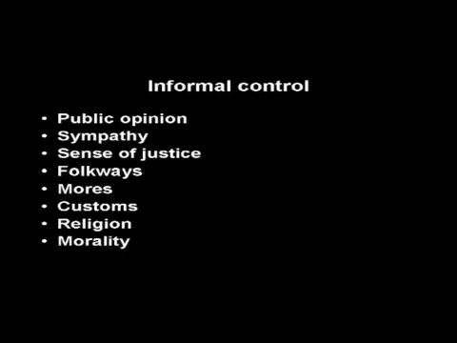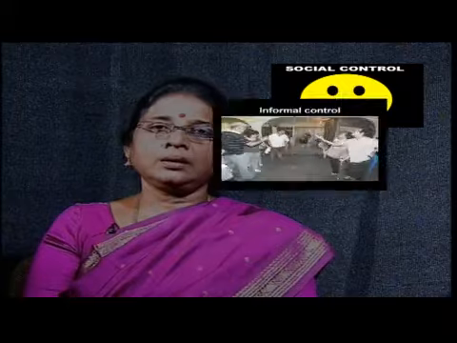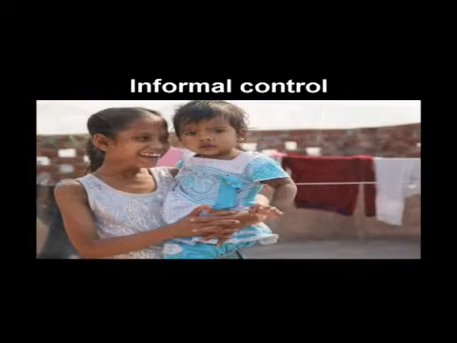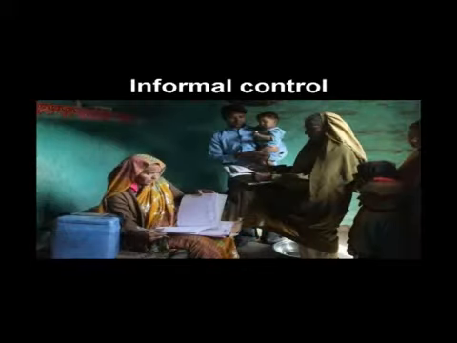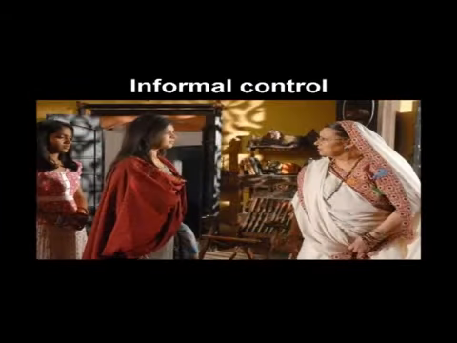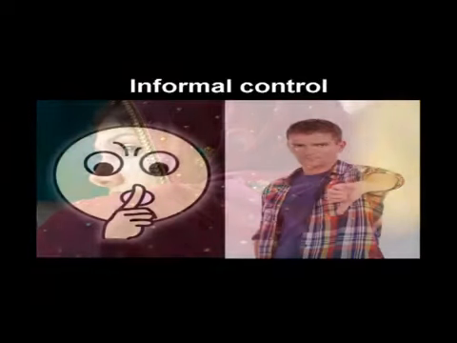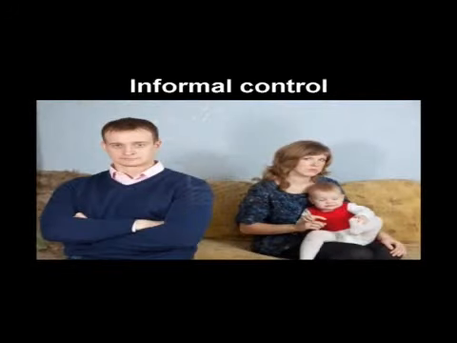Informal control includes public opinion, sympathy, sense of justice, folkways, mores, customs, religion, morality and such other agents. These are not purposefully created. Informal control is found to be more effective in primary social groups like family, neighborhood and community, where interaction takes place on a personal basis. Primary groups survive only on informal control systems like gesture, reproach, criticism or even silence.